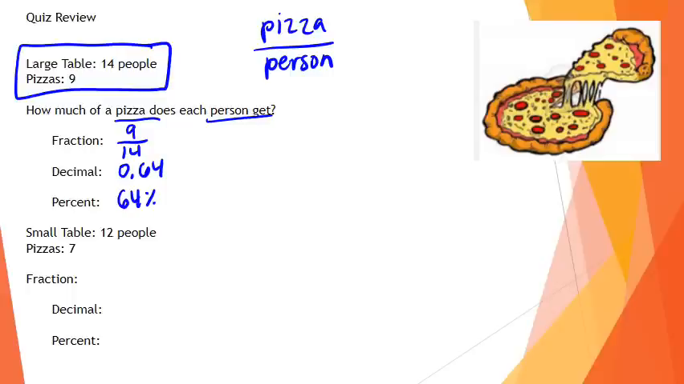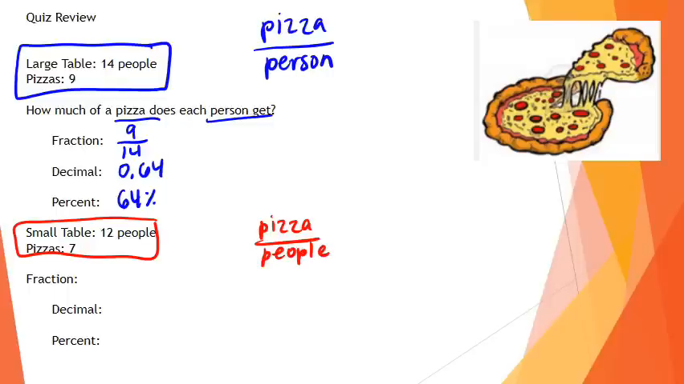Now we have the small table. Small table has 12 people and 7 pizzas. So we're going to again set up pizza divided by people. So my fraction is 7 pizzas divided by 12 people. It's already simplified, so I'm just going to leave it like that. To find the decimal, I'm going to do 7 divided by 12, and then I get around 58 hundredths. And as a percent, this would be 58%.